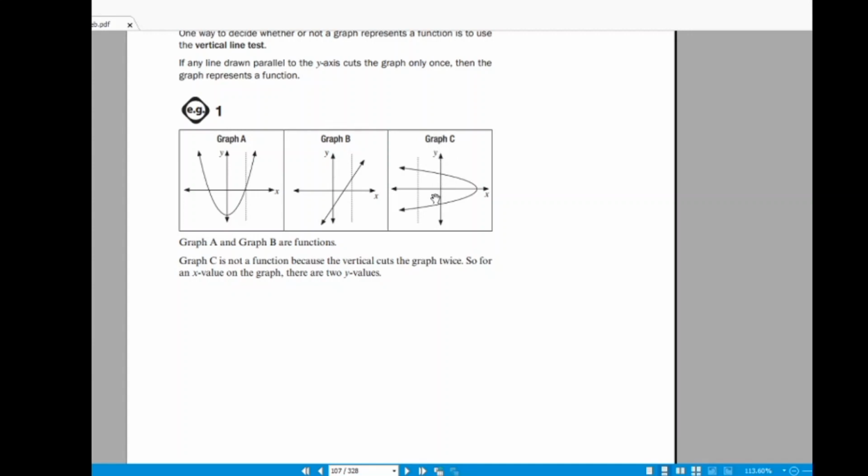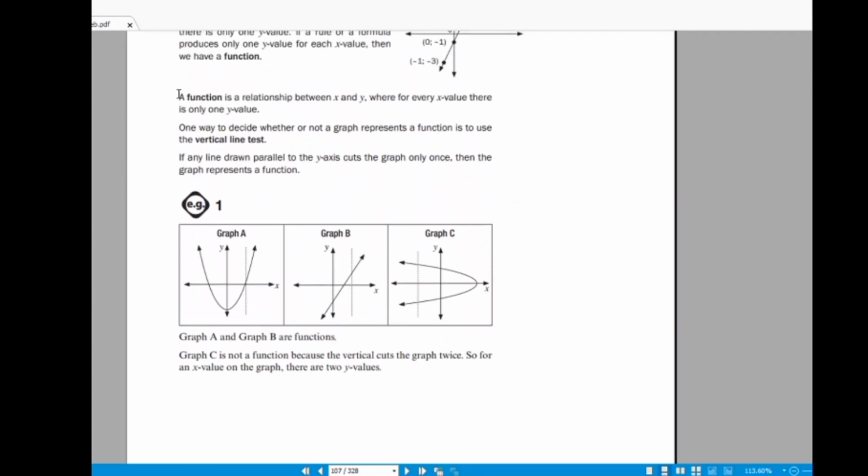But notice graph C, this line cuts the graph at 2 points, right? Therefore it means for this x value we are getting two y values. Therefore this is not the representation of a function because this definition doesn't hold, right? A function is a relationship between x and y, where for every x value there only has to be one y value. So in this case, for this one x value we are getting two y values. This is not a function, right? I hope that makes sense.